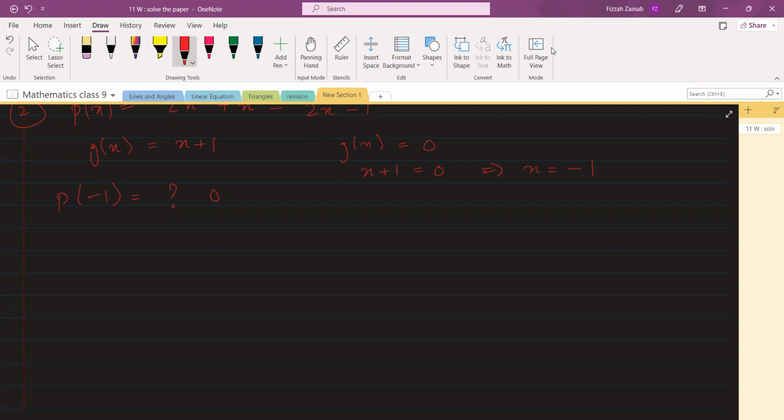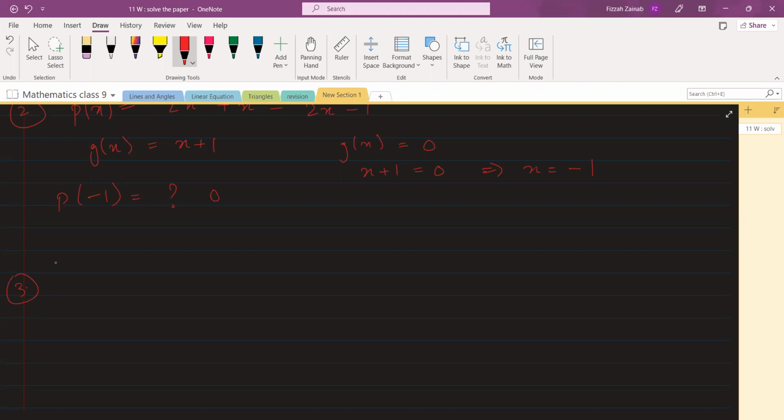Yeah, Zeba, how much is the remainder? The remainder is -1, so it's not a factor. Okay, very good. Okay, so the third part you can complete. Now let's see the third question. You are having a book, right? Yes, ma'am. Okay, fine.